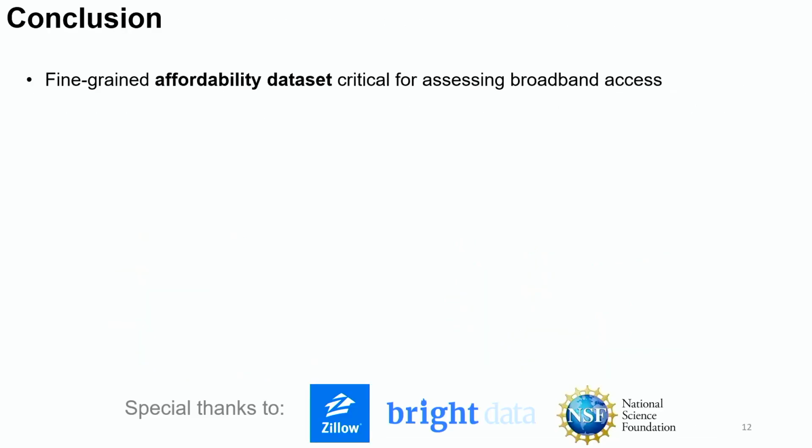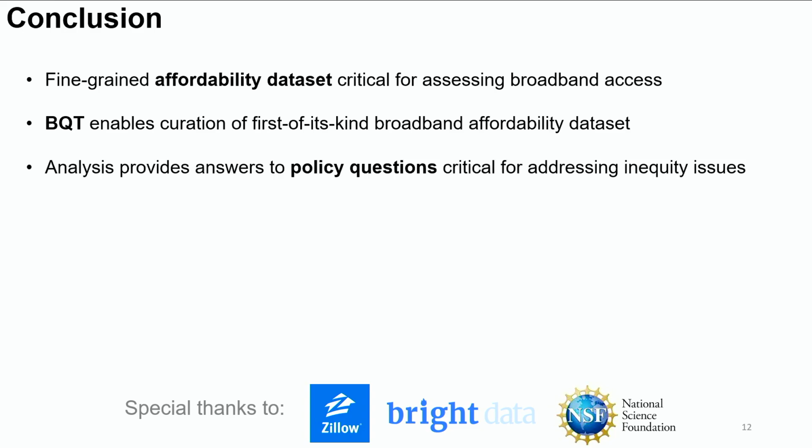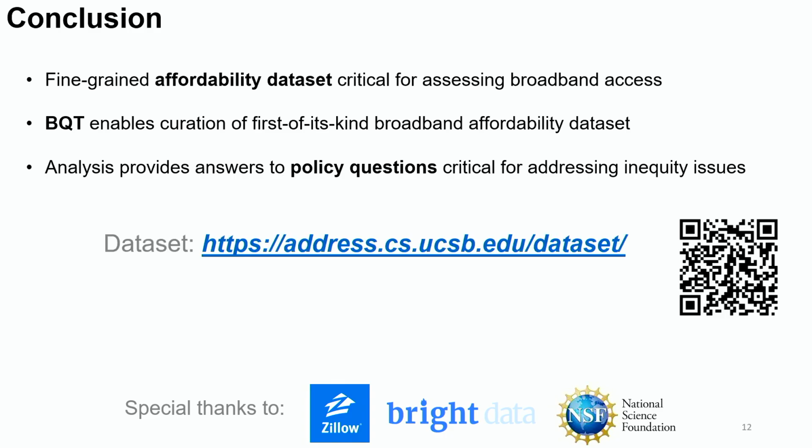So to conclude, as we have seen, internet access is multidimensional, and broadband affordability is a very critical component of it. We didn't have, until this work, any data set of broadband affordability, and using the tool we developed, we were able to curate such a data set. We then went ahead and analyzed this particular data set to reveal various trends related to broadband affordability around the country, as well as enable answering various policy-related questions. We have also made a version of this data set publicly available so that we can drive future research in this same direction. That concludes this presentation.